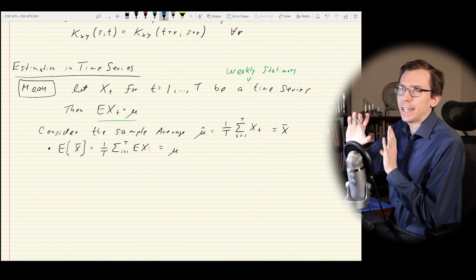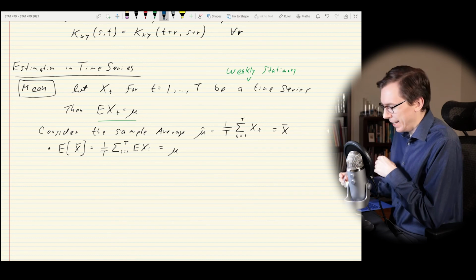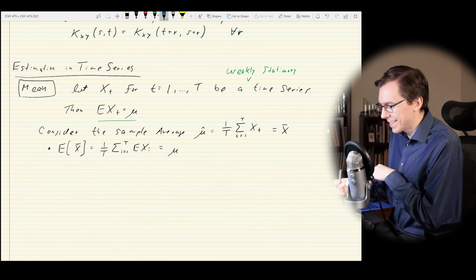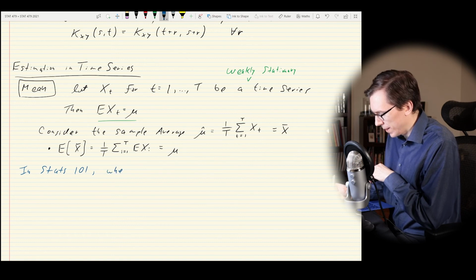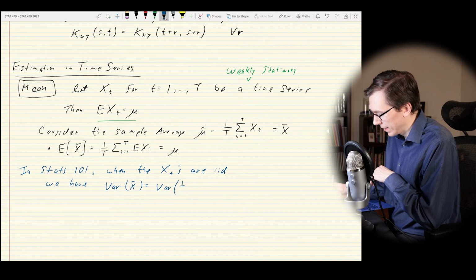So first, let's forget about time series and try to do an IID classical stats setting. So in stats 101, when the x_t's are IID, we have what? Well, we have that the variance of x bar is going to be the variance of 1 over T times the sum of the x_t's.